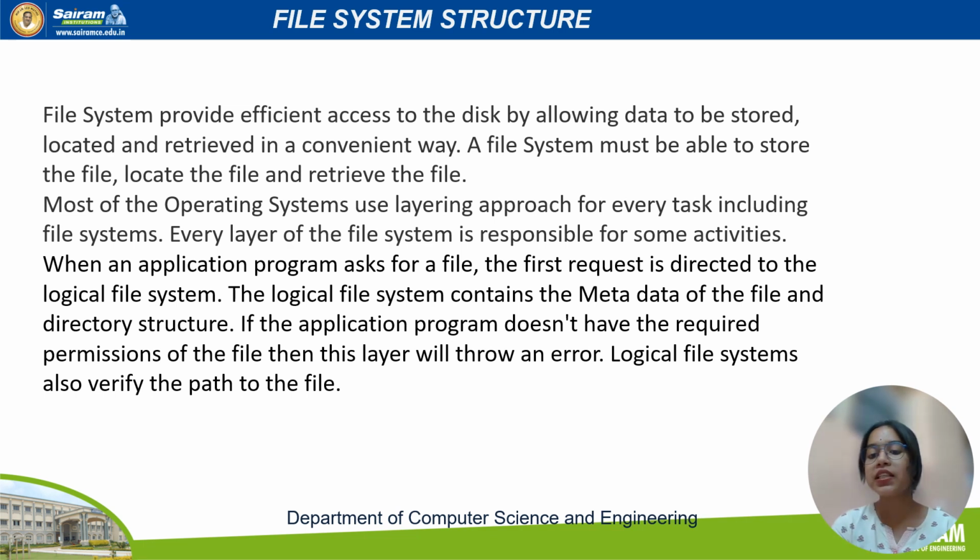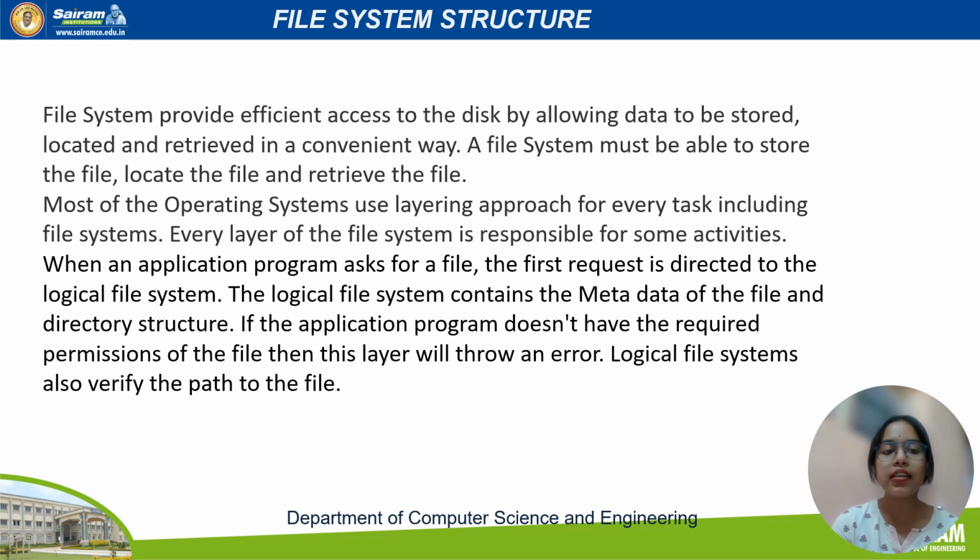Storing the data means that if we give any input, it will store it, maybe in the PC or in the hard disk or anywhere. Then it will locate where exactly the file can be found. And next, it can be used in a convenient way. By this we can see that the three basic operations under the file system structure are storing the data, locating the data, and retrieving it. A file system must be able to store the file, locate the file, and retrieve the file. So as I said, these three are the main basic functions of the file system structure.